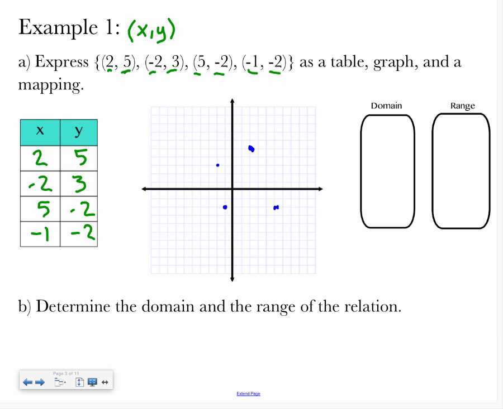Now we need to do our domain. We need to do our mapping. So we have to list our domain and our range. So our domain, we have all of our x values. So we have a 2, -2, 5, and -1.